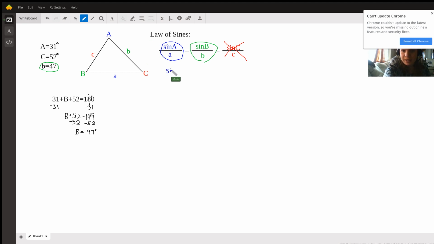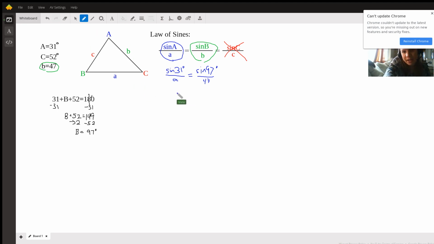So you would do the sine of 31 degrees over A. We don't know what A is, so we're going to solve for that, equals sine of B, so sine of 97 degrees over 47. And you can solve that. You're trying to get A by itself. You can also do this rule always the reciprocal.